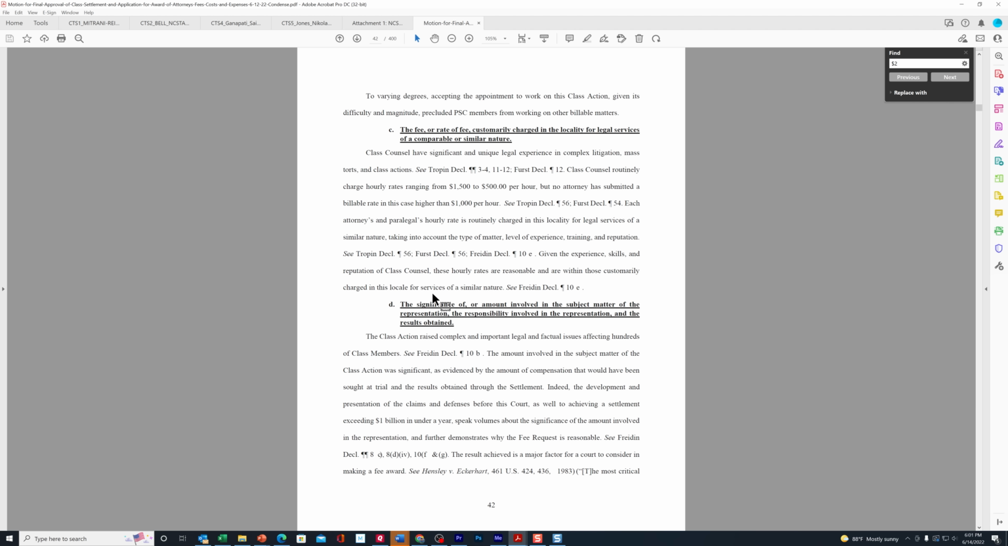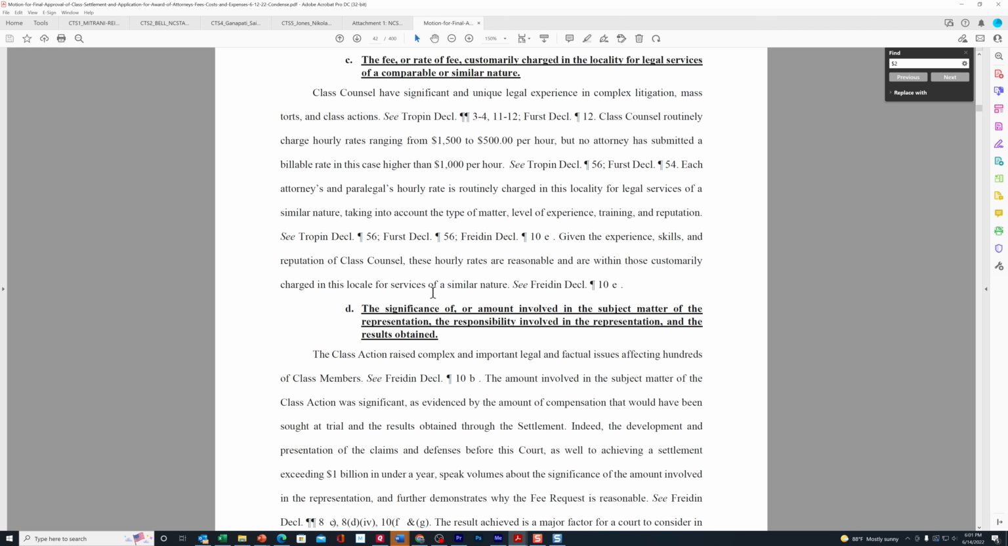Okay, now check this out. I definitely got into the wrong business. I should have become a lawyer, because look at some of these customary hourly fees these guys are charging. $1,500? So we're talking $500 to $1,500 an hour. It says here, but no attorney has submitted a billable rate higher than $1,000 per hour in this case. Holy cow. I would kill to earn that kind of money, folks.